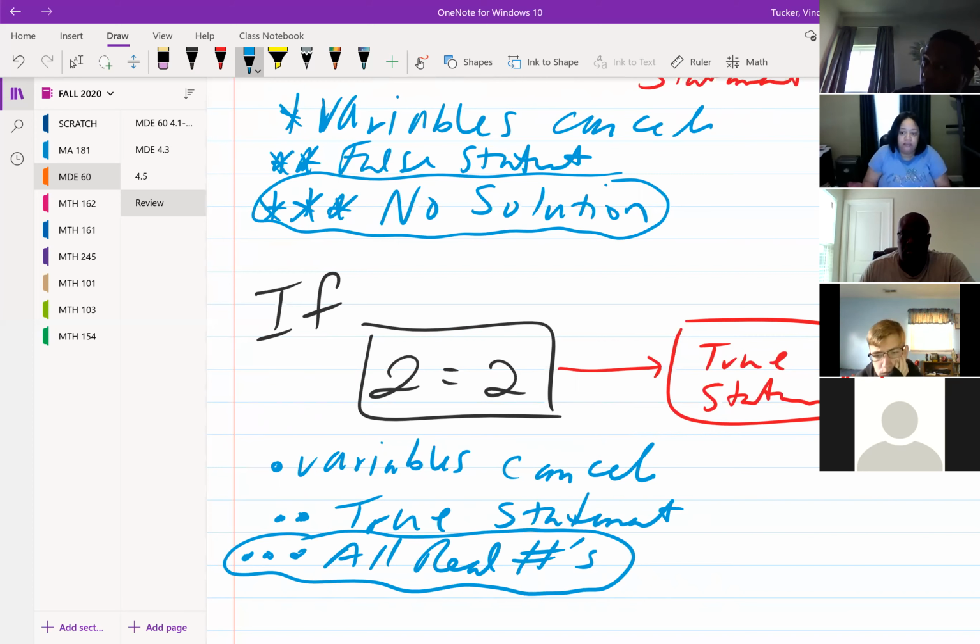So once again, if your variables cancel and you end up with a false statement, your answer is no solution. That means there is no value that you can plug into that equation that will make it true. But if your variables cancel and you end up with a true statement, then your answer is all real numbers. You can plug in anything into the equation and it will work out for you.